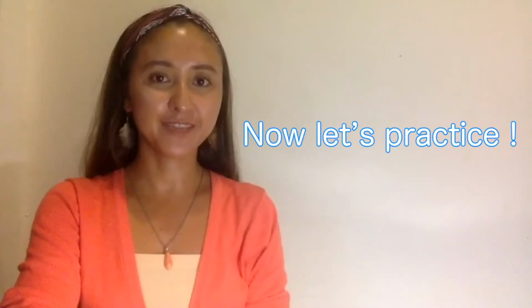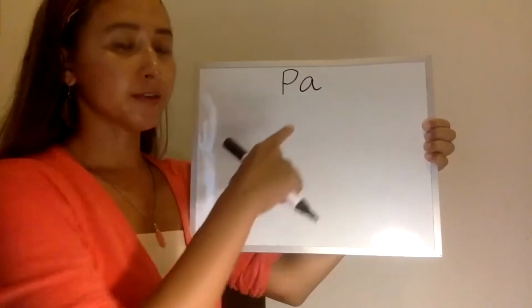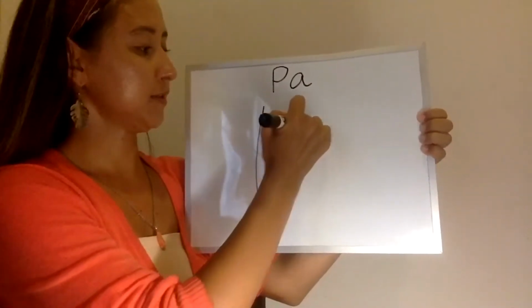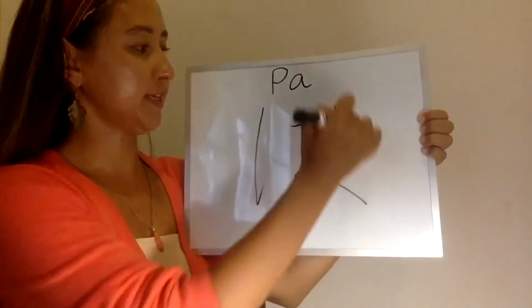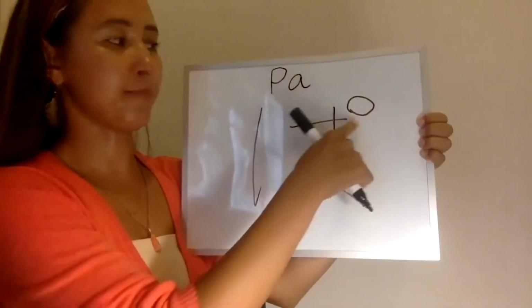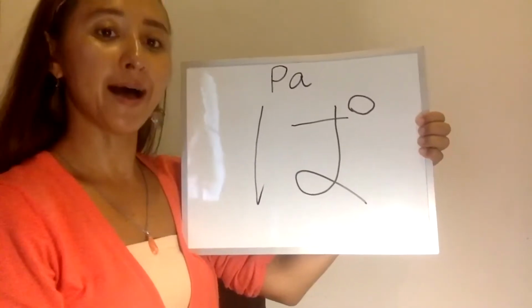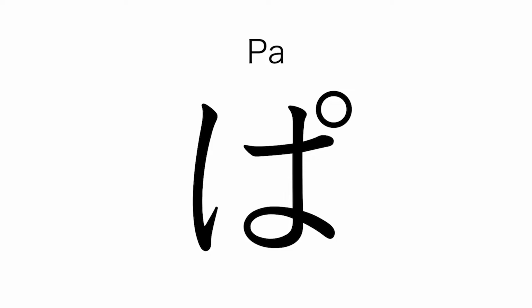Okay, so now let's practice. So the first one is Pa. 1, 2, 3, then maru. Pa, pa.